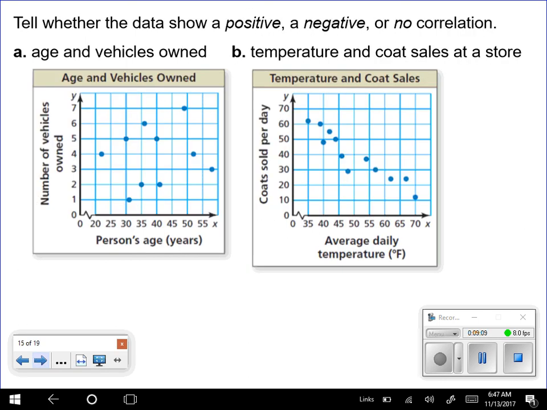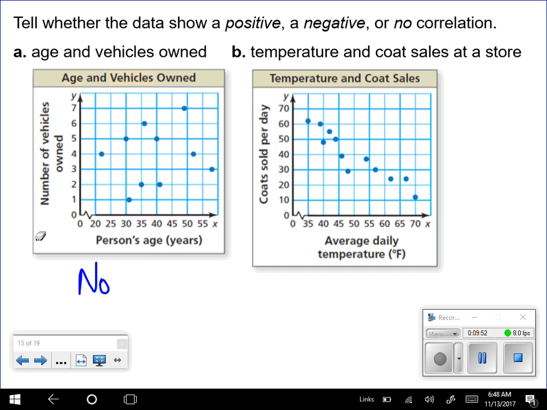We also looked at it kind of like I was just saying, positive, negative, or no correlation. So some examples of scatter plots here: age and vehicles owned. So we want to determine, does it have a positive, a negative, or no correlation? Well, if I look at the graph here, it's kind of all over the place. If I pick out some points here, the higher I get over here for person's age doesn't necessarily mean the higher I get over here for number of cars owned. So this one has no correlation, meaning if we saw this information, we couldn't draw a line of best fit within here.